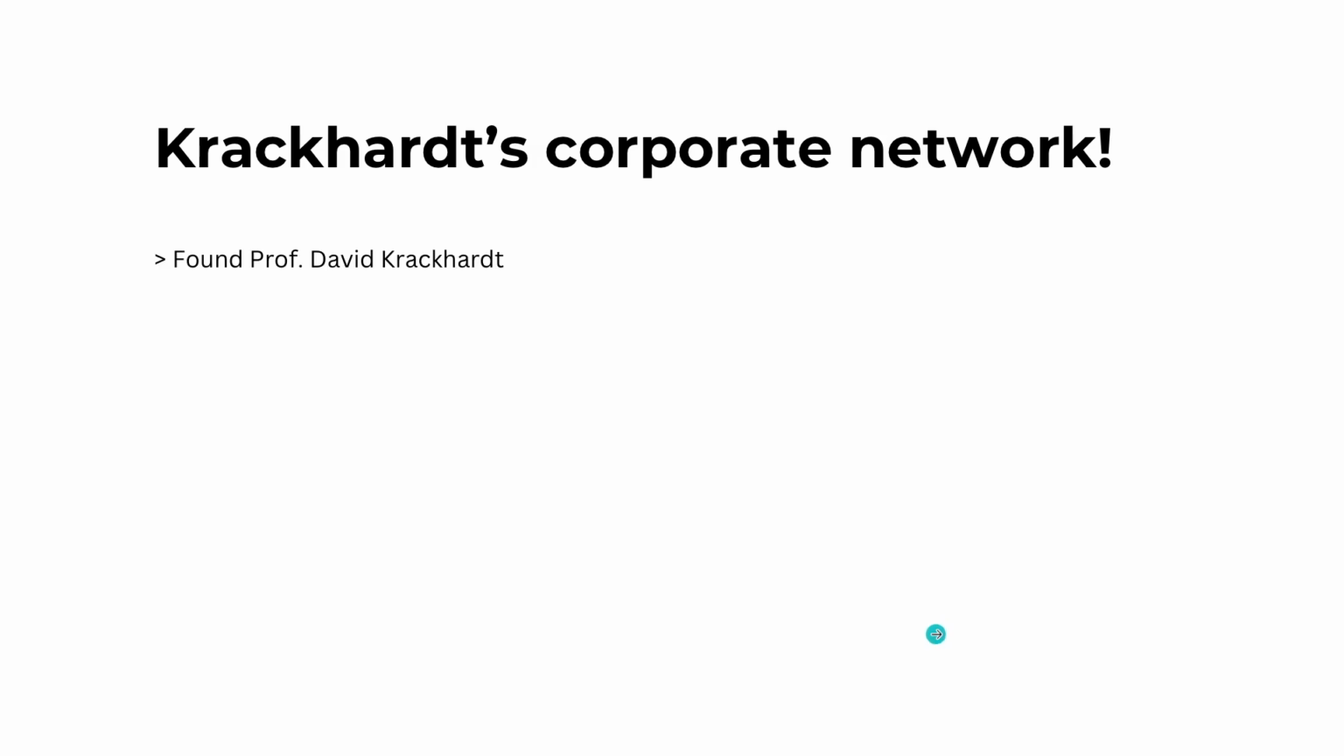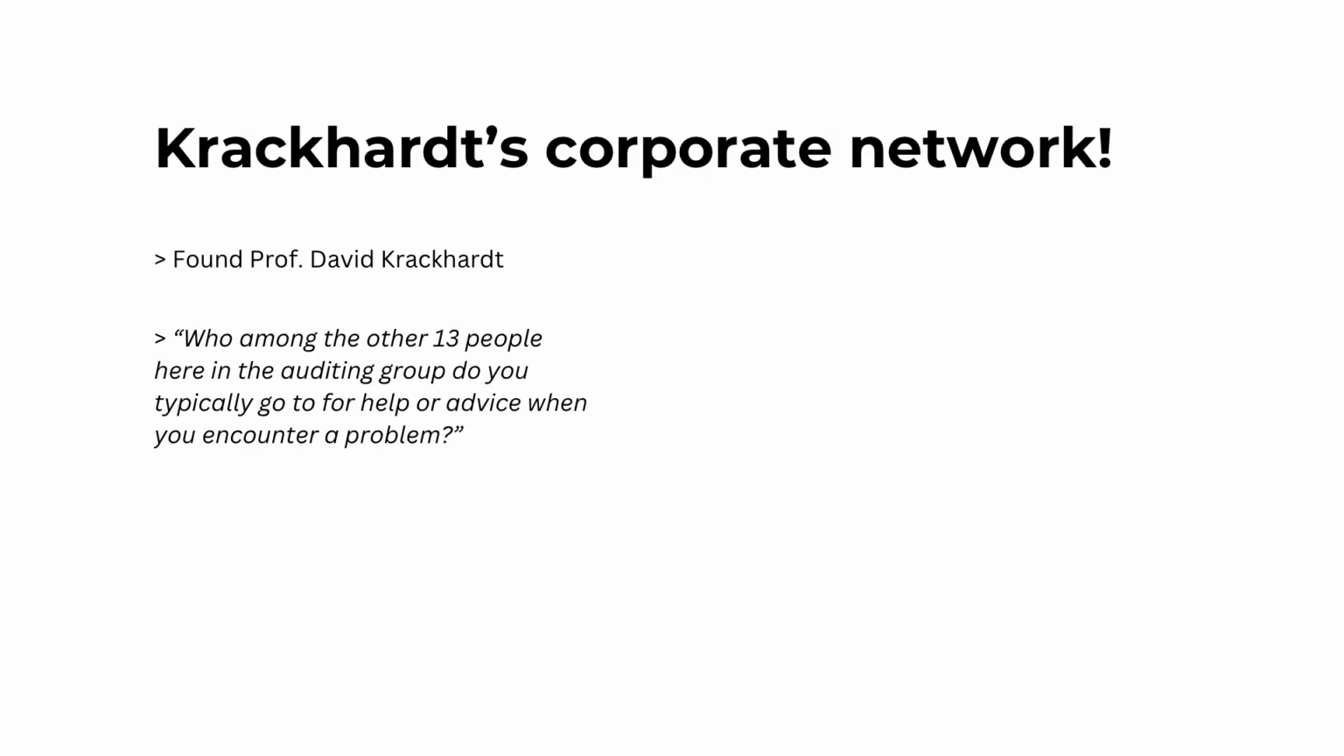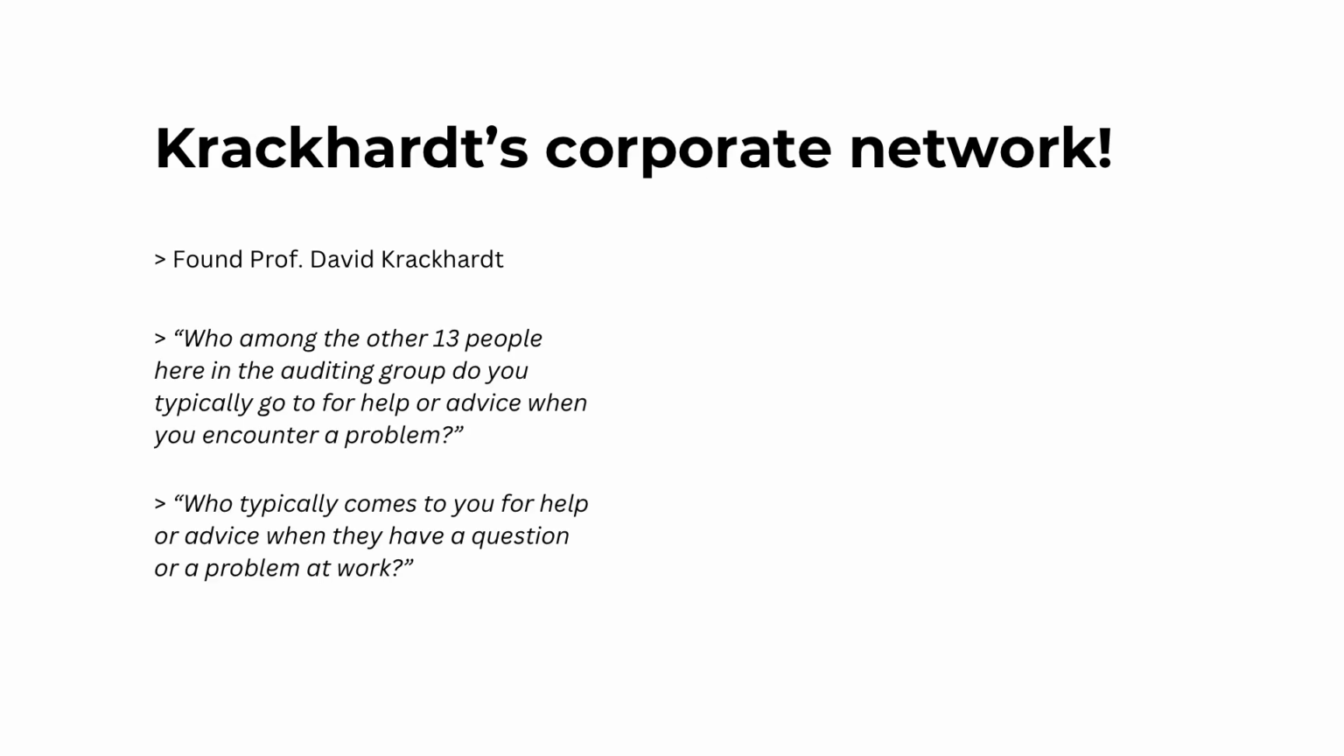Now, what does he do? He meets Professor David Crackhart, the person who also authored this paper. And Professor Crackhart decides to ask two questions of all these people. The first one was, who among the other 13 people in the auditing group do you typically go to for help or advice when you encounter a problem? And the second was, who typically comes to you for help or advice? So these are two directions: who do you go to, and who comes to you?